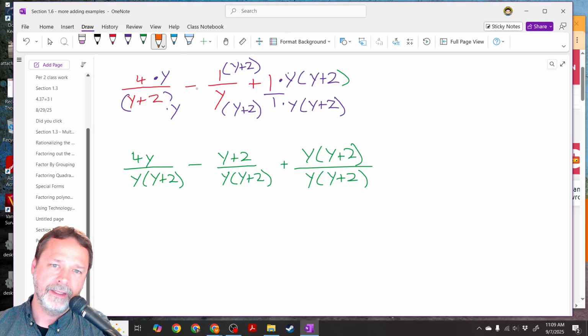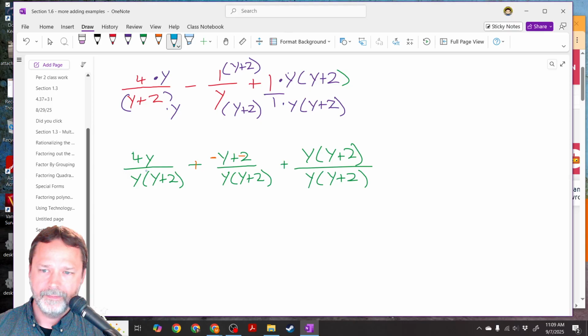And now we can go ahead and combine like terms. I got this minus out here, I got to take care of it now. So it's like plus negative 1 times y plus 2. I got to distribute that negative, in other words. So it's really negative y and a negative 2. Now I can combine my like terms.